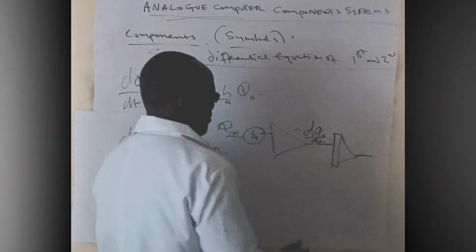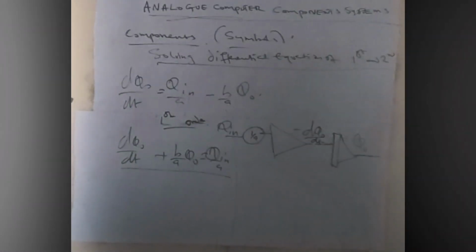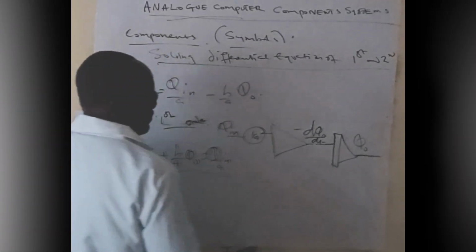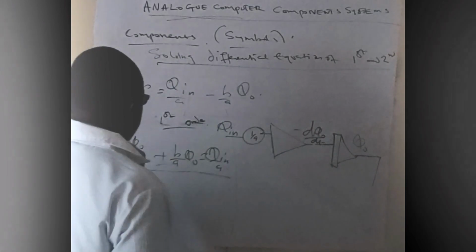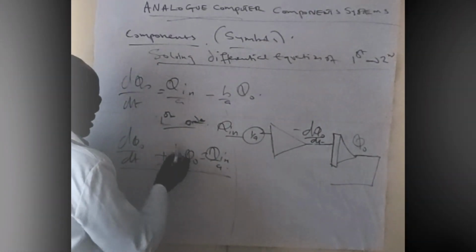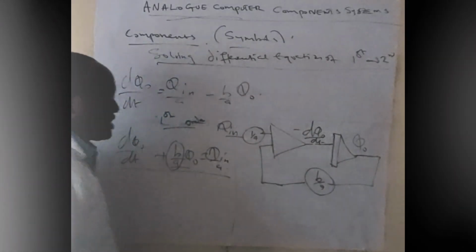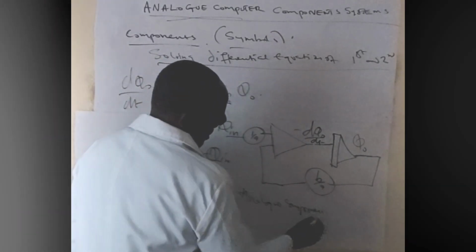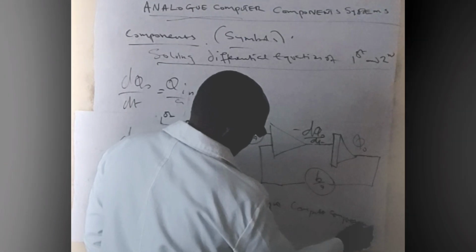And integrating this one, we shall have the pi of, and this is positive. So this one will come this way. So remember, there is this. Then we shall put the potentiometer of BA, and then it goes back. So that is an example of an analog computer components symbols. Let's see another one.